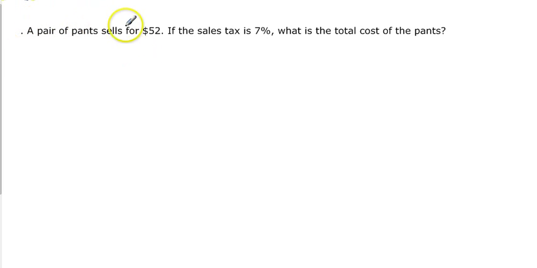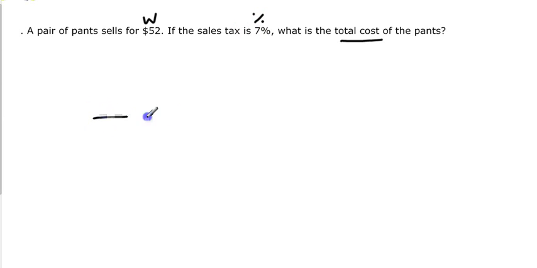So if a pair of pants sells for $52, that means that that is the total price or the whole price. So this 52 means the whole. If the sales tax is 7%, so here I have the percent. I'm looking for the total cost of the pants. So I know right from these 2 pieces that I am missing the part. I go back for my purpose. What is the total cost of the pants? When you go to the store and you have sales tax, the sales tax gets added on to the price of the item. So when I'm finding this 7%, the 7% is going to indicate the sales tax.